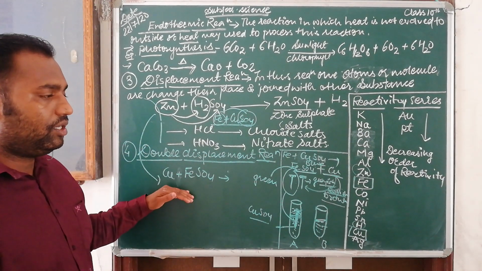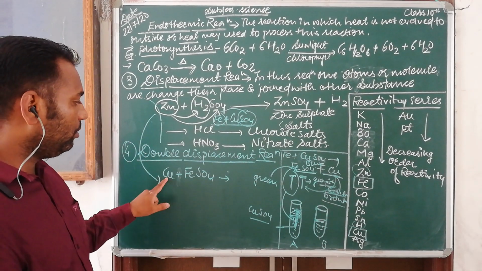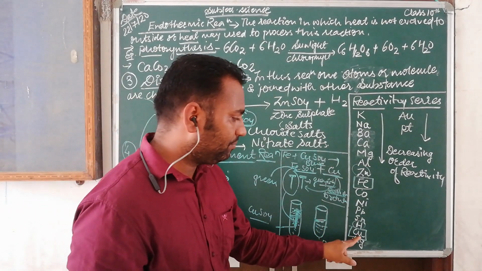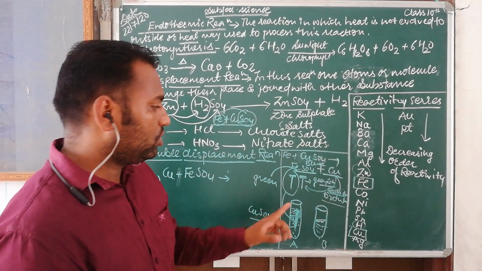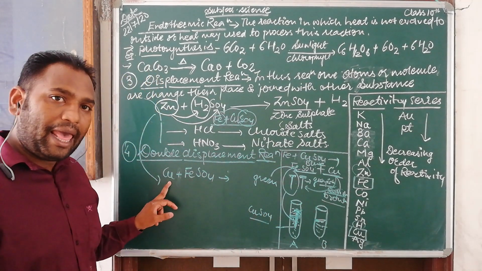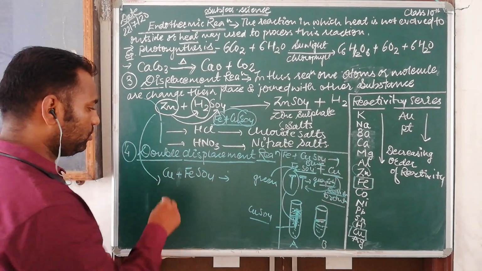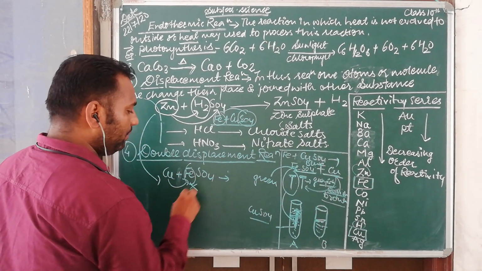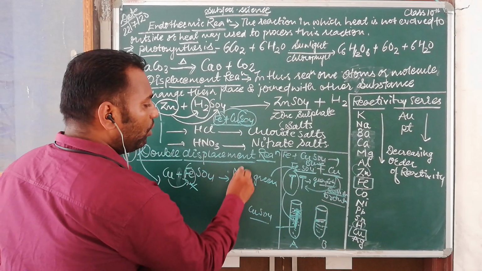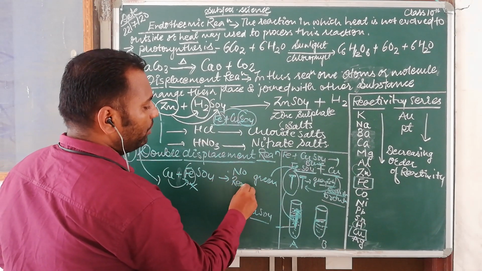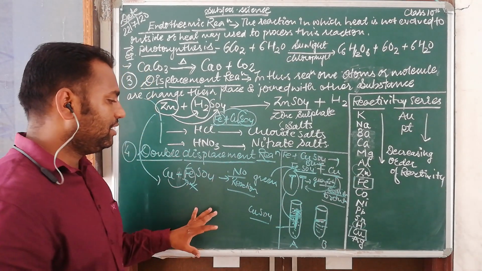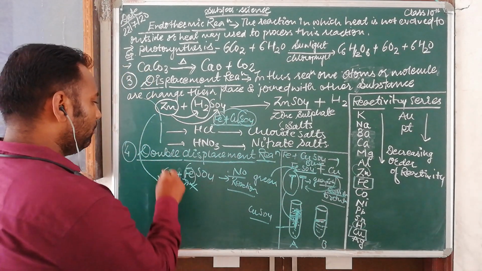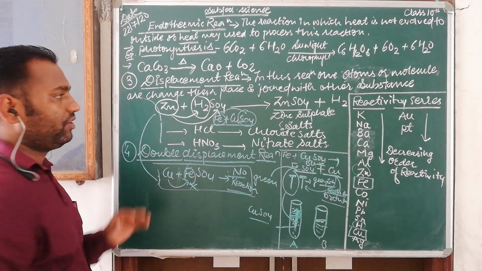But what are the two things to learn here? Copper is at the lower side, Fe at the upper side. So copper cannot displace Fe from here. So there is no reaction. I hope you understood, despite some disturbance in between, what these things are and what displacement reactions are.